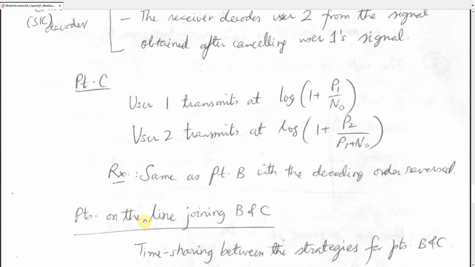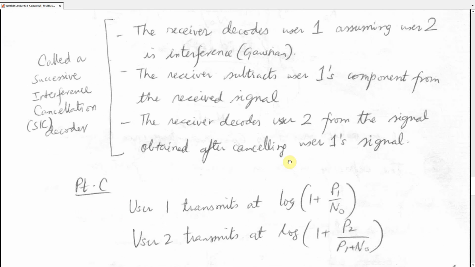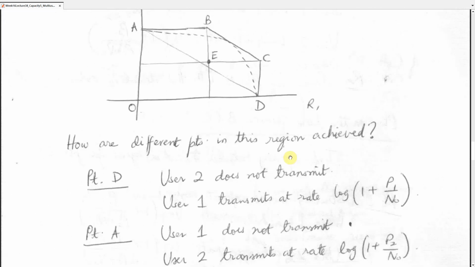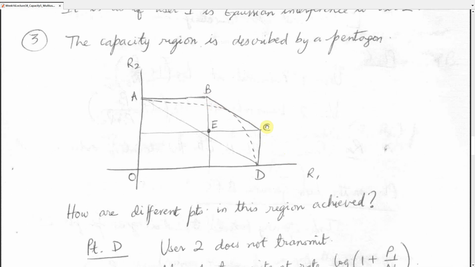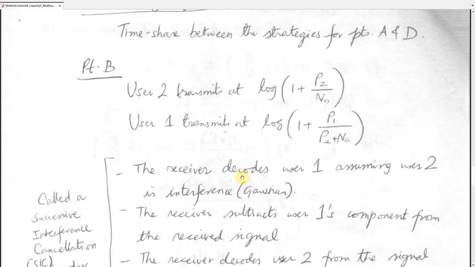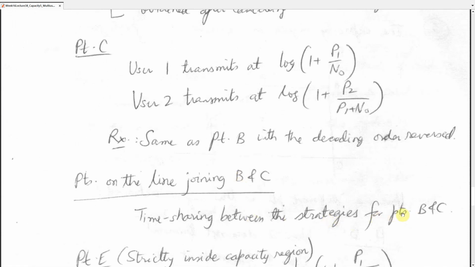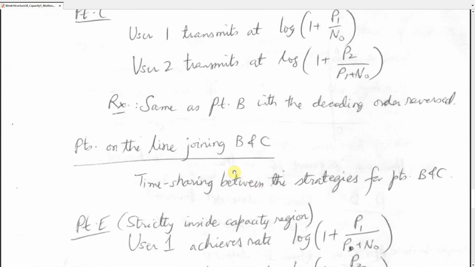So what are the points on the line joining B and C? Now we have a line between B and C. So this line we are talking about now, the points joining B and C. Similar to the line between A and D, we will have a time sharing between the line joining B and C. So users can share time. So time sharing is the strategies of point B and C.